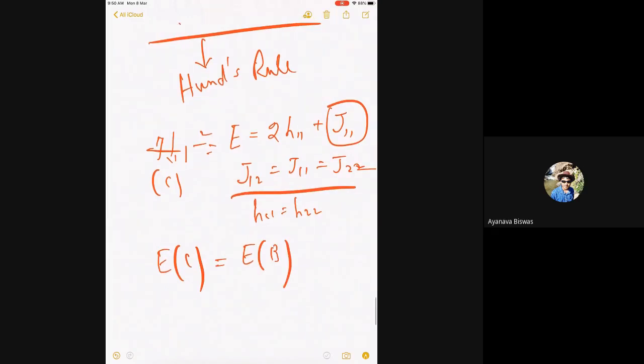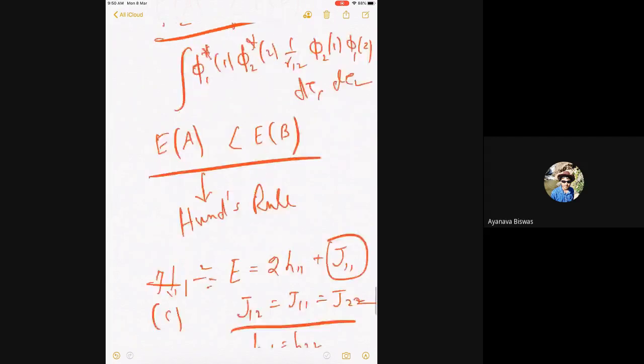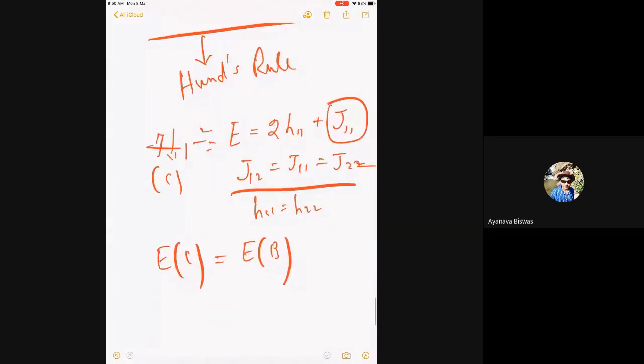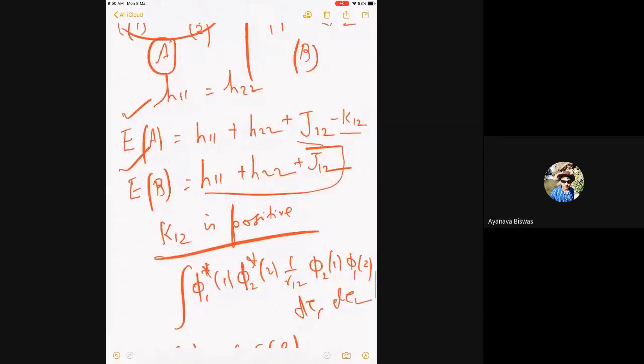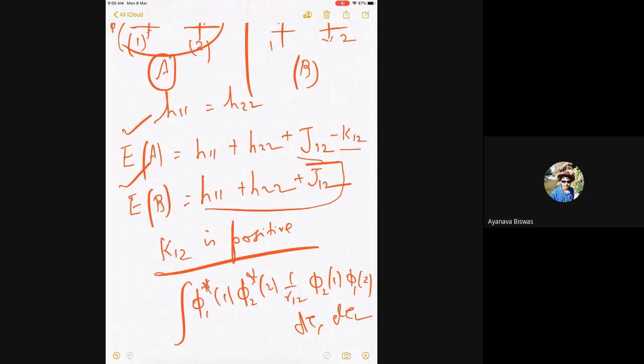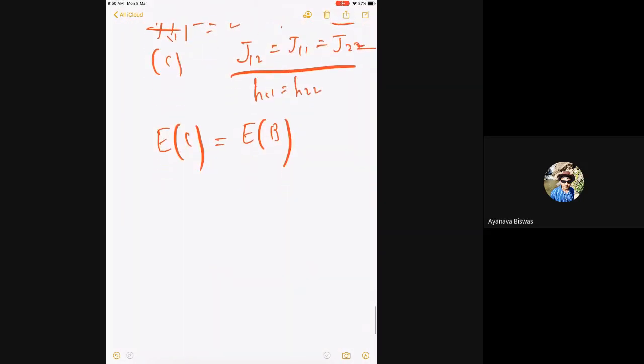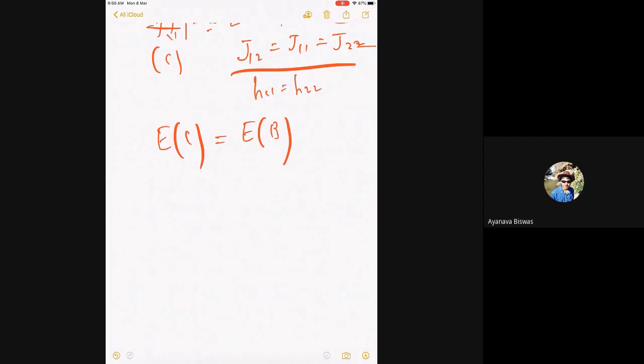So within the degenerate space, as long as they're antiparallel, you will always get same results. So the only result that will be different is when they have parallel spins. And that leads me to the Hund's rule. The degeneracy here was crucial because otherwise I could not have compared. 2H11 was equal to H11 plus H22, right? That would not have come. J11 is equal to J12. That would not have come. So in a degenerate space, this was a very, very important part to understand, okay? And that's a great understanding that we have.